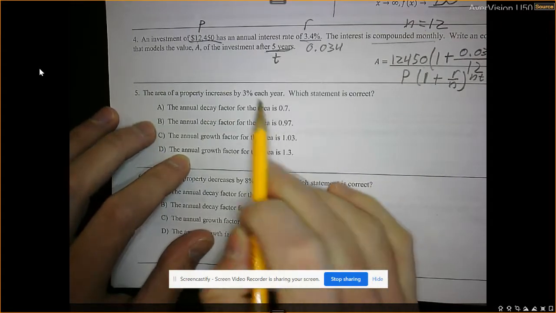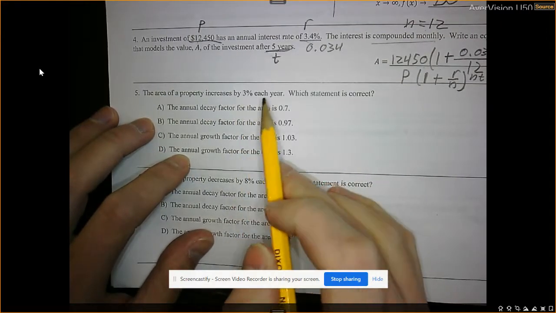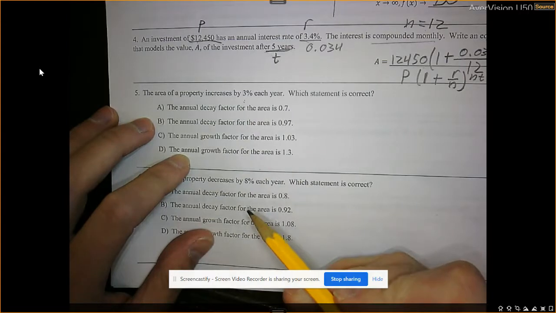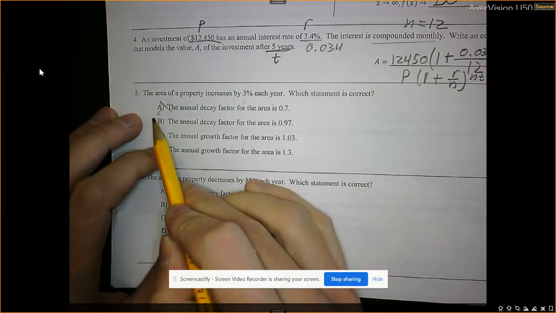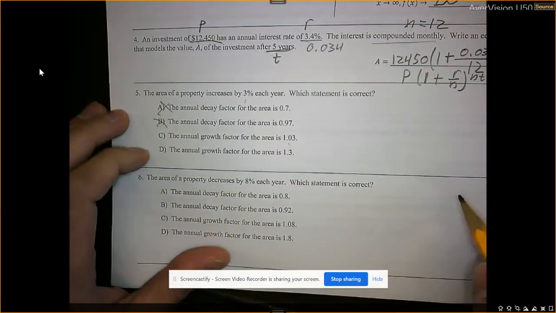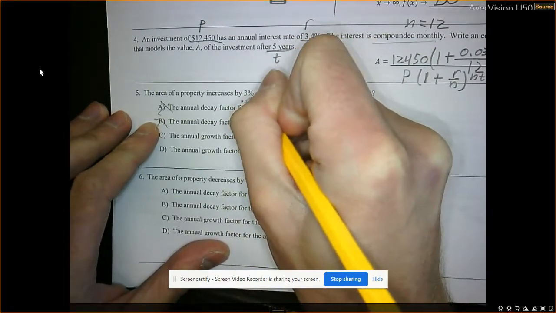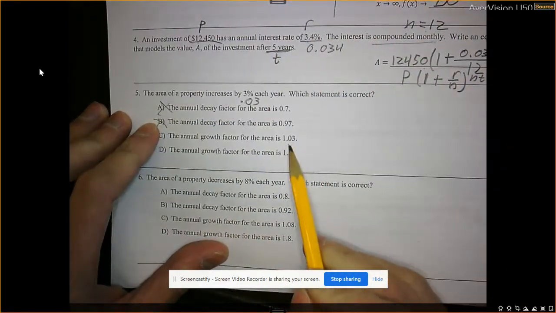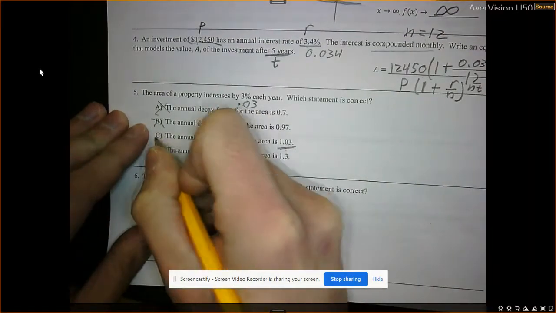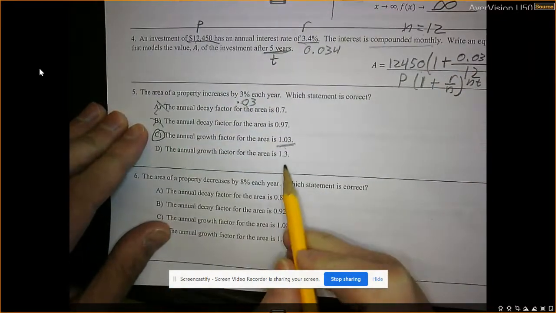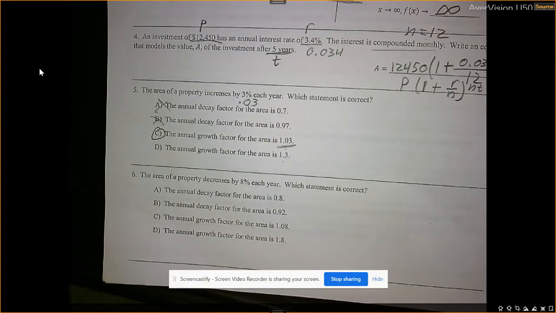Okay, now the area of a property is increasing by 3% each year. Which statement is correct? That's what we want to know here. Okay, well, if it's going up by 3% each year, it's not going to be A, it's not going to be B, it has to be above 1. And by 3%, well, as a decimal, that's 0.03. Add that to 1, and this is what you get. Okay, 3% is not 0.3. That would be if it was going up 30% each year.